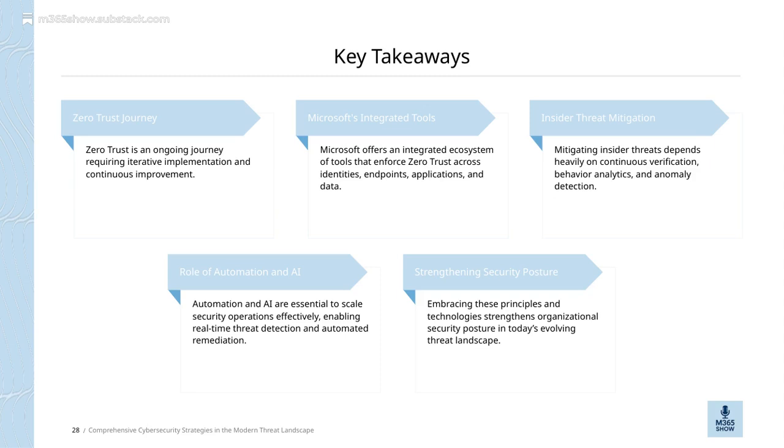When it comes to insider threats, mitigation strategies must go beyond just detection. Continuous verification, behavior analytics, and anomaly detection are vital in identifying and addressing suspicious activities before they cause harm. And of course, Microsoft provides an integrated ecosystem of tools that enforce zero-trust principles across identities, endpoints, applications, and data. This comprehensive approach ensures that security is layered and consistent across all parts of the organization.